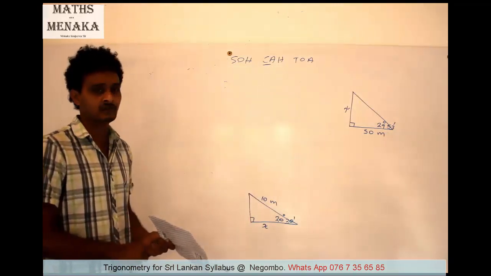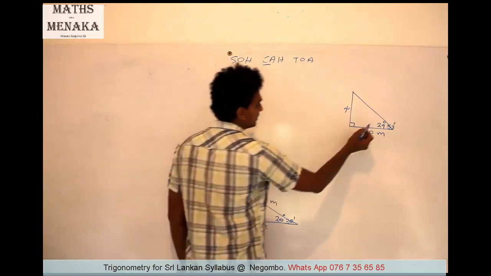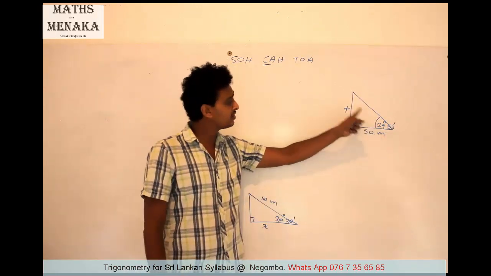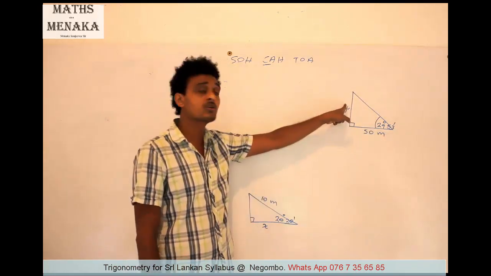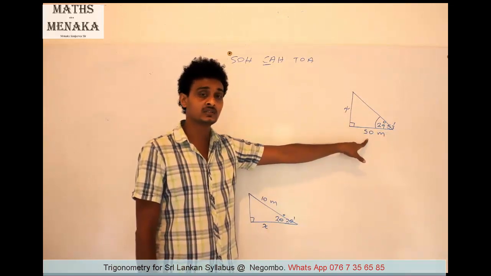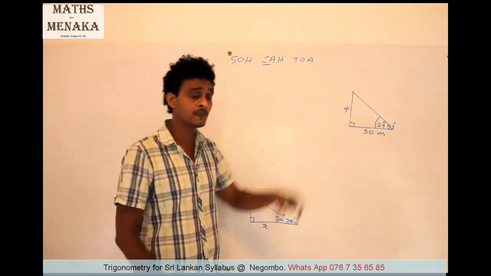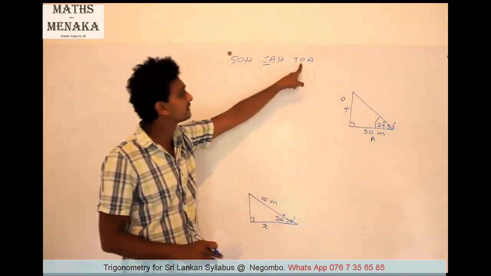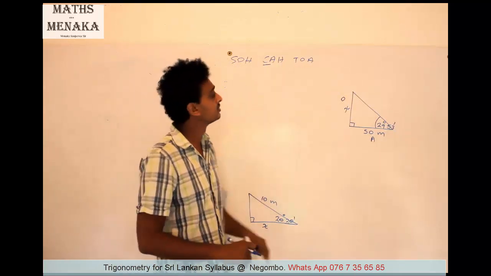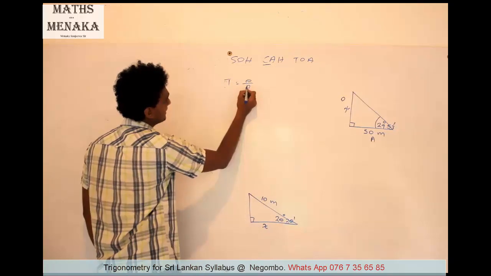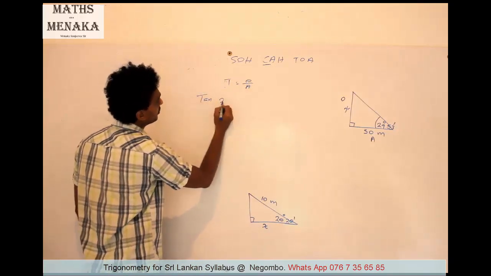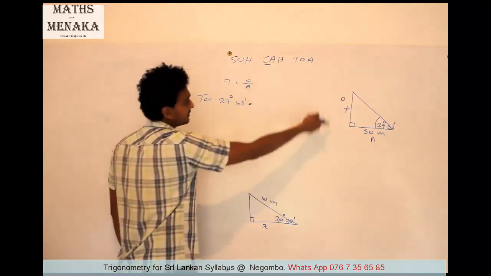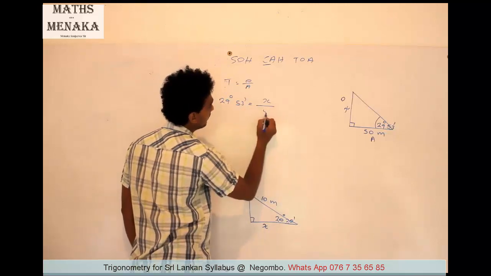Okay, so now we go to the third one. Look at the third one. One angle is given. The first thing is, according to the angle, you have to name the two sides: the side you want to find and the side whose value is given. According to this angle, this is opposite and this is adjacent. So opposite, adjacent, tan, TOA, tan. Tan is opposite over adjacent. So tan 29 degrees 53 minutes is equal to opposite x over adjacent 50.